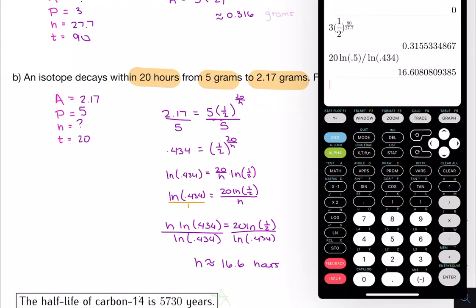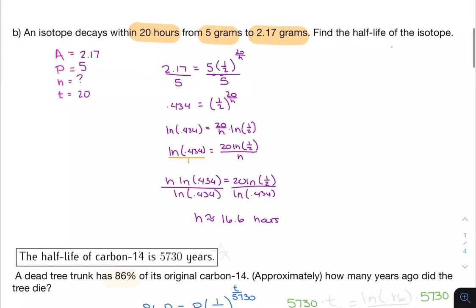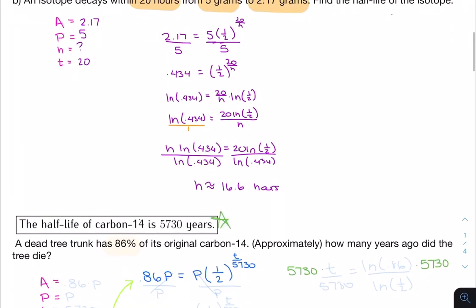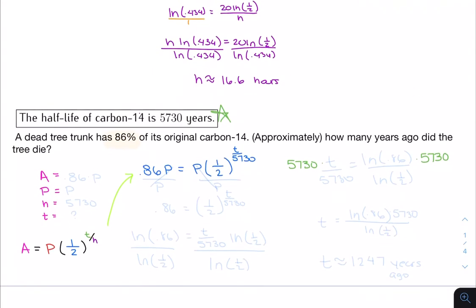For this last example, the unit was grams because we were talking about how much it would decay to in the future. You will often run into problems with carbon-14 in half-life problems, so you have to remember that it has a half-life of 5,730 years. So let's do an example with that. It says that a dead tree trunk has 86% of its original carbon-14. Approximately how many years ago did the tree die?